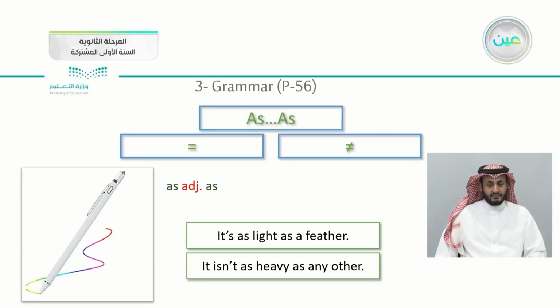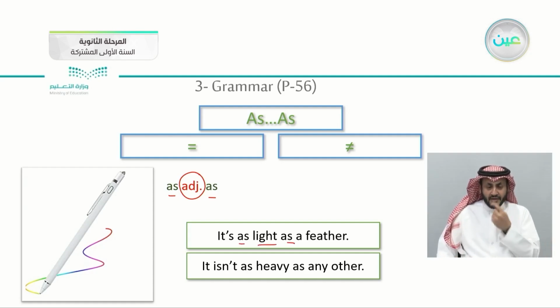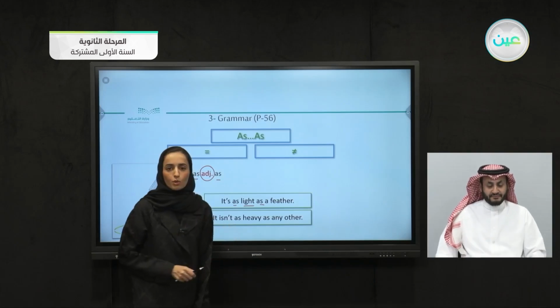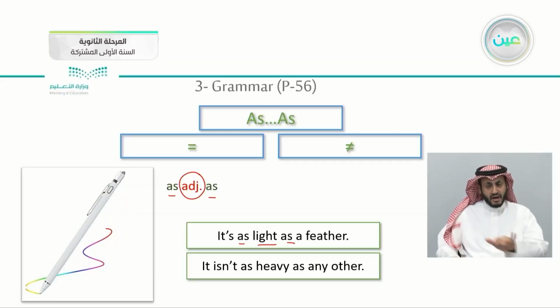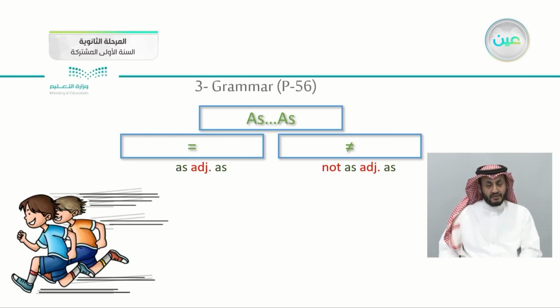So, what we're going to use is, come up with your adjective and put it in the middle between as and as. As light as. Notice, this is my adjective. As light as. It means equal to each other. Or, if you want to tell, no, they are not like each other, we will say not as. Like here, not heavy, not as heavy as. Okay, not as heavy as, or it is as heavy as. So let's try to do this exercise in here.